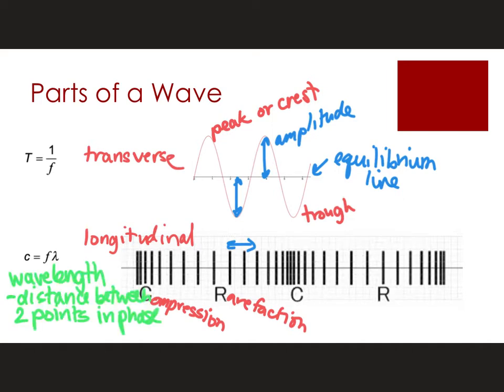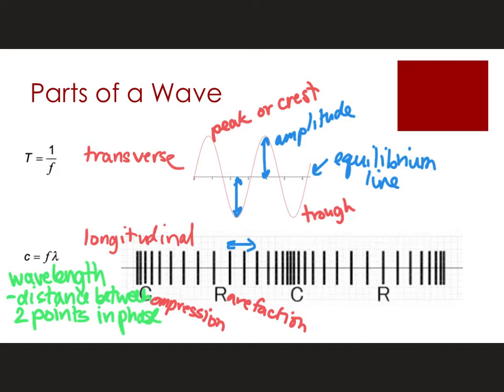Okay, so let's talk about wavelength. You can see there I have a definition. It's the distance between 2 points in phase. Now, what do I mean by in phase? Well, they're going to have the same displacement from the equilibrium. So, for example, if I choose this point right here, my displacement is this length right here. And they're going to be going in the same direction.